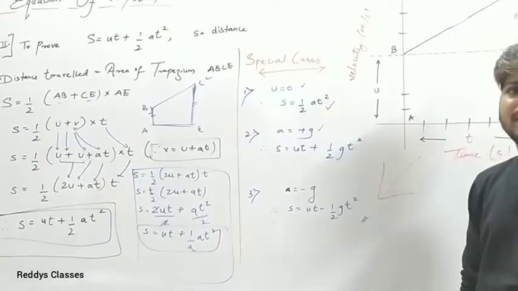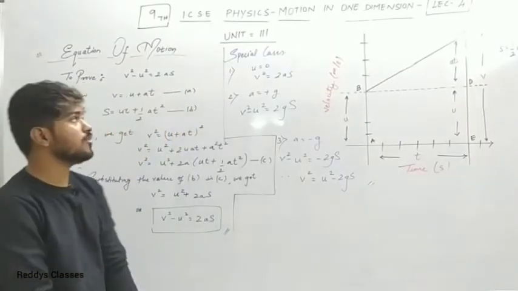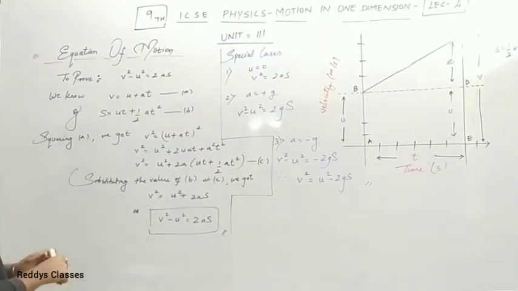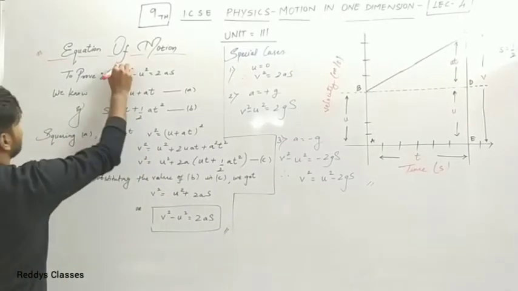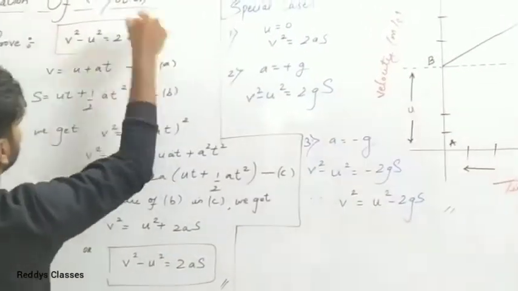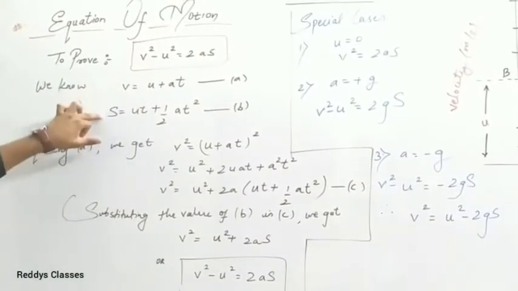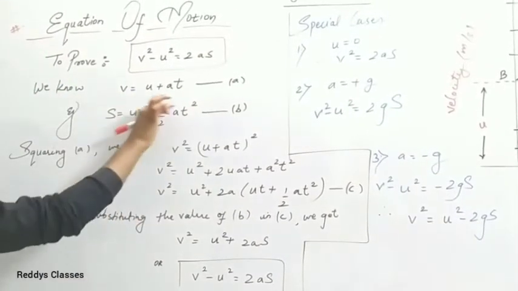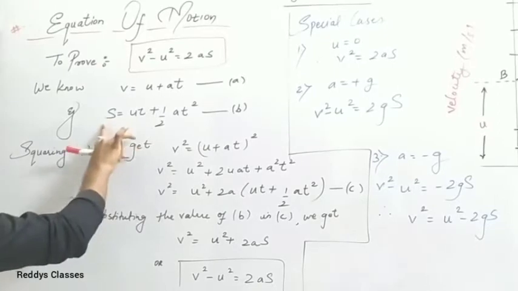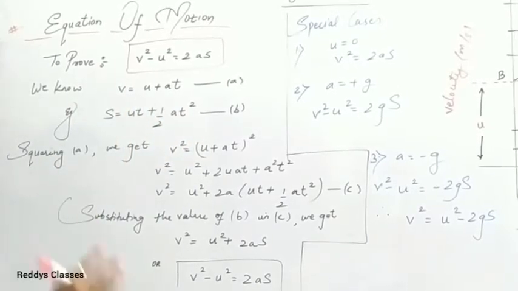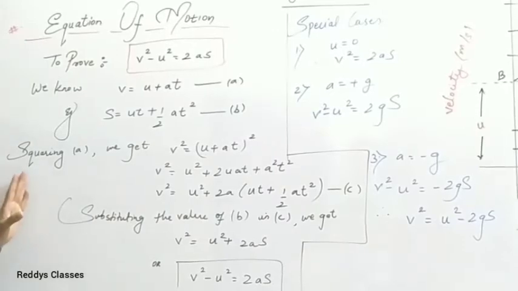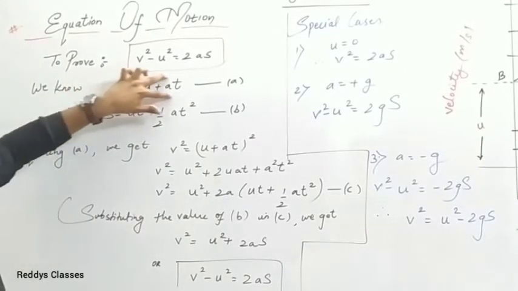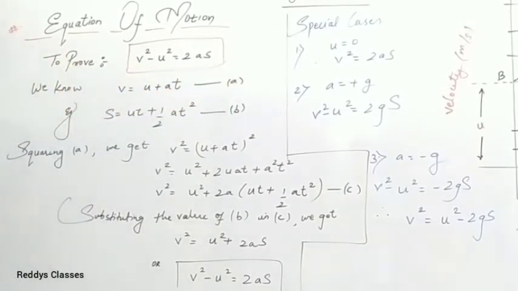Let us study the third one. Let us study the third equation of motion, that is V square minus U square is equal to 2AS. This is the equation which we have to find. From the two equations we know that V is equal to U plus AT and S is equal to UT plus half AT square. We just solved these two equations. Now let us start squaring the first equation.